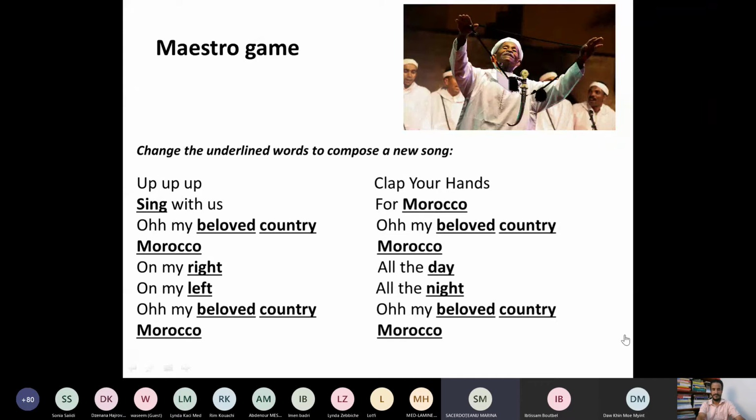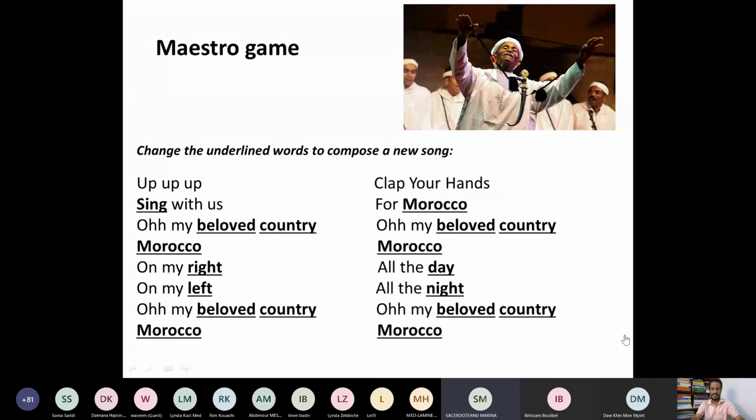So it should be something like up, up, up, dance with us. Oh, my talented, I don't know, Michael, all my talented students, and the name should be Michael. Then maybe we can switch the directions, on my left, on my right. Oh, my talented student, Michael. Clap your hands for Michael. Oh, my talented student, Michael. And here maybe all the morning, all the afternoon. Oh, my talented student, Michael. Happy birthday, Michael.